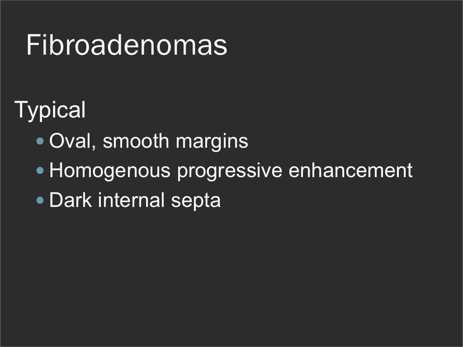Fibroadenomas are common, and we commonly see them on MRI, and they should look like fibroadenomas on any other imaging modality. They tend to be oval or very gently lobulated with smooth margins. They tend to have homogeneous, progressive type enhancement, and it's nice if they do, but they don't always have this. If they have dark internal septa, that is almost pathognomonic for a fibroadenoma.